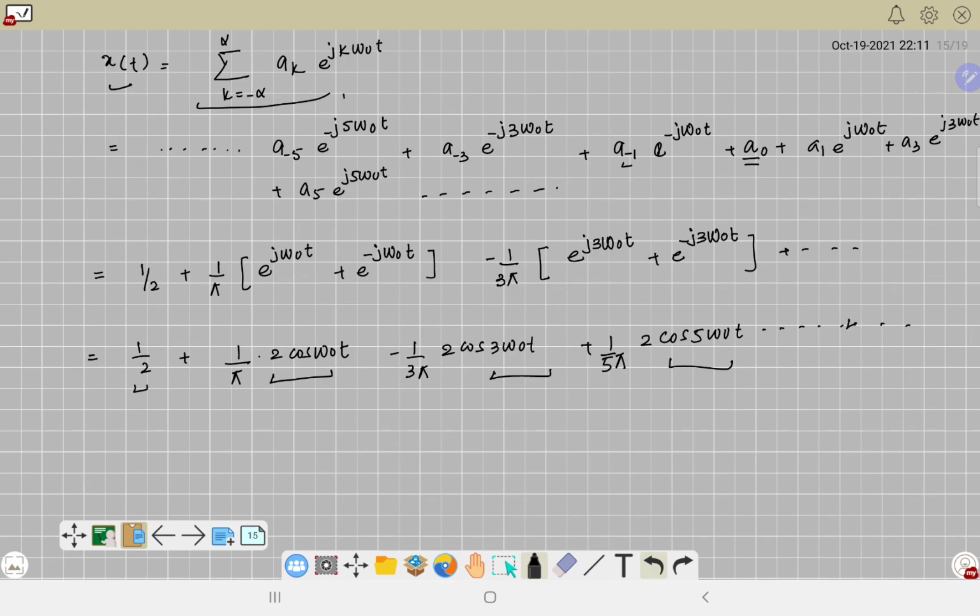In the subsequent videos we will be discussing some of the properties of the continuous time Fourier series. We'll be discussing the linearity of the Fourier series and time shift. Whatever properties we studied in the time domain, we will see what happens to those properties in the Fourier domain when we apply the Fourier series.